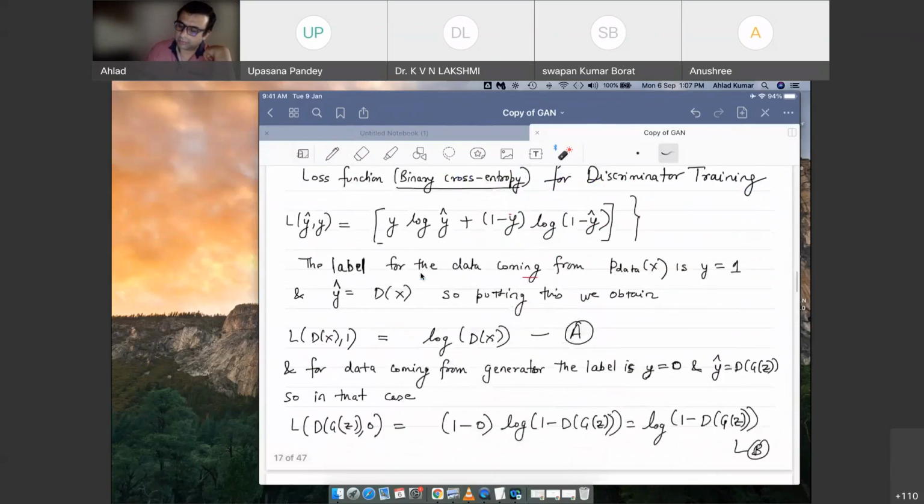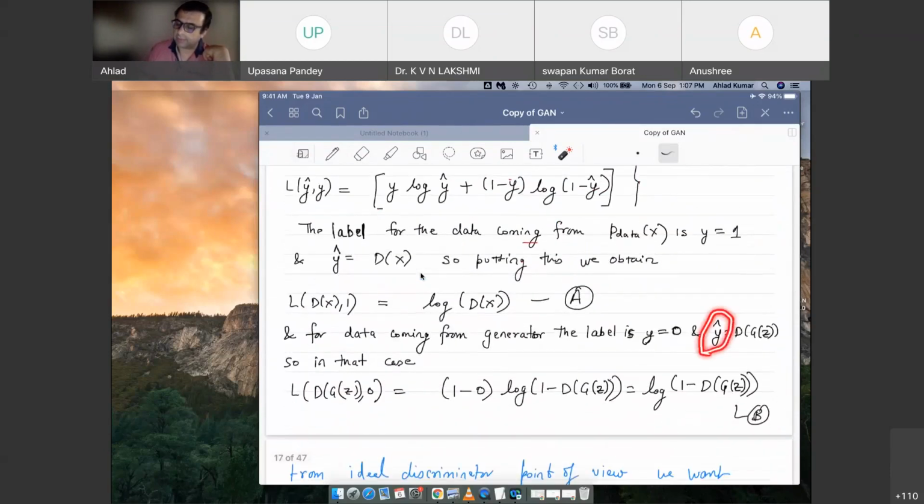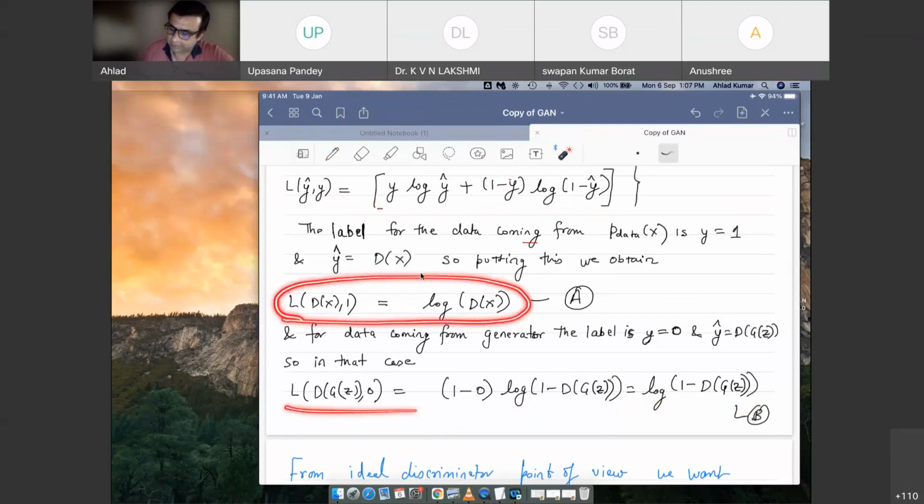So this d of g of z will be the estimated value of the discriminator operated on g of z, which is the fake sample. Once you substitute it in this equation, what you get is log of 1 minus d of g of z. So these are the two functions that we have obtained. First is this one, and the second one is this one.